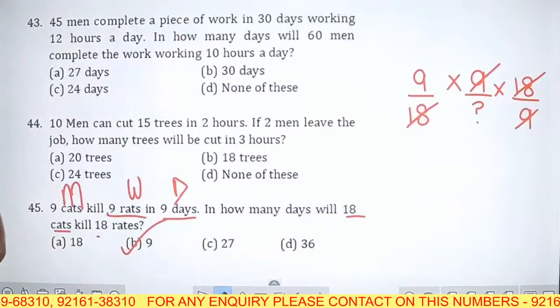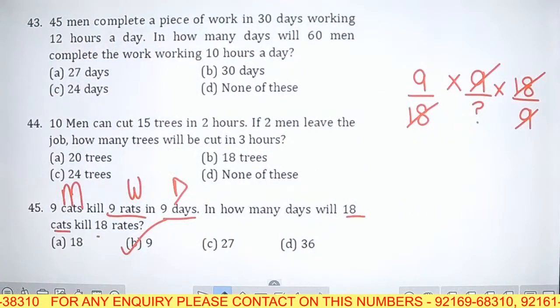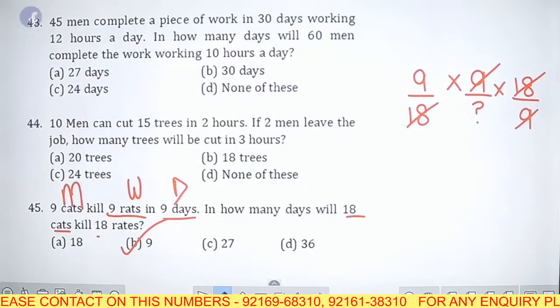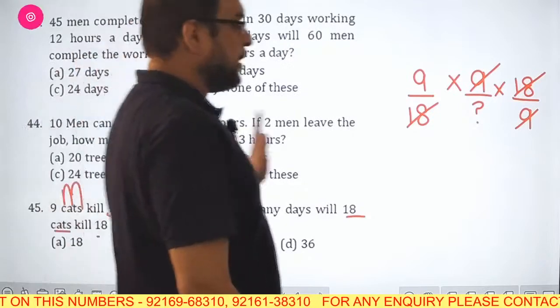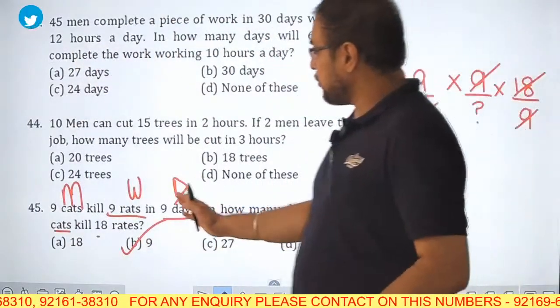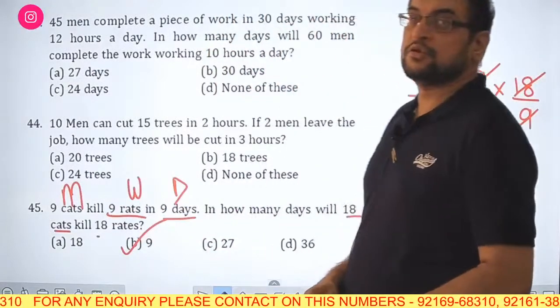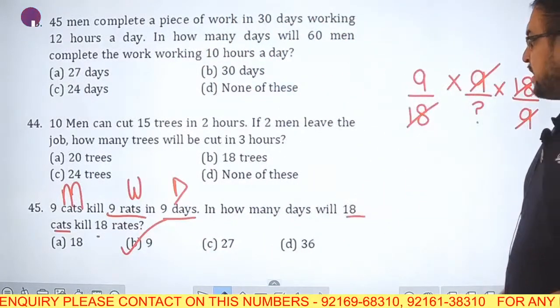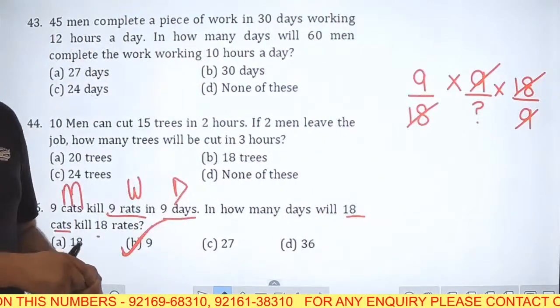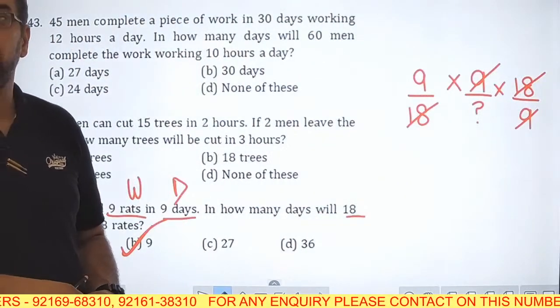Okay, so if 9 cats kill 9 rats in 9 days, so 18 cats will kill 18 rats in how many days? Again the same, because the number of cats has increased in the same proportion as the number of rats, so the days will remain the same, that is 9 days is the right answer again. So for 45th, yani B option is correct. Madhu correct, Nandini, Purna correct answer.